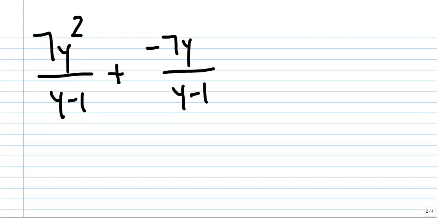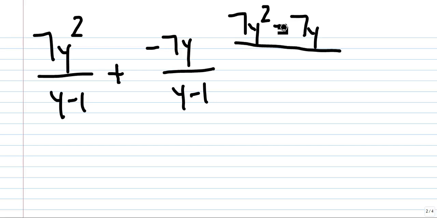I have 7y squared over y minus 1 plus negative 7y over y minus 1. Now combine them. You might be thinking this is going to be negative or just y, but remember, we can only combine like terms. If this had a squared on it, we could combine those, but it doesn't. So up top, we only have 7y squared minus 7y because there's no common like term. So we have that over y minus 1.